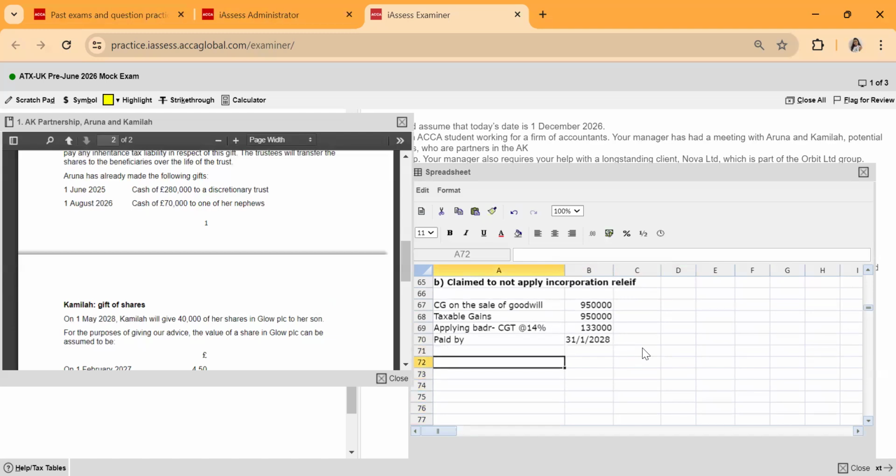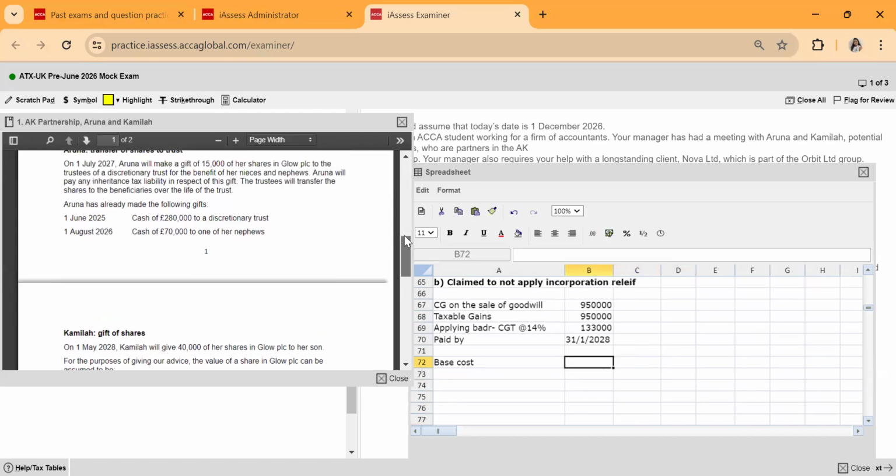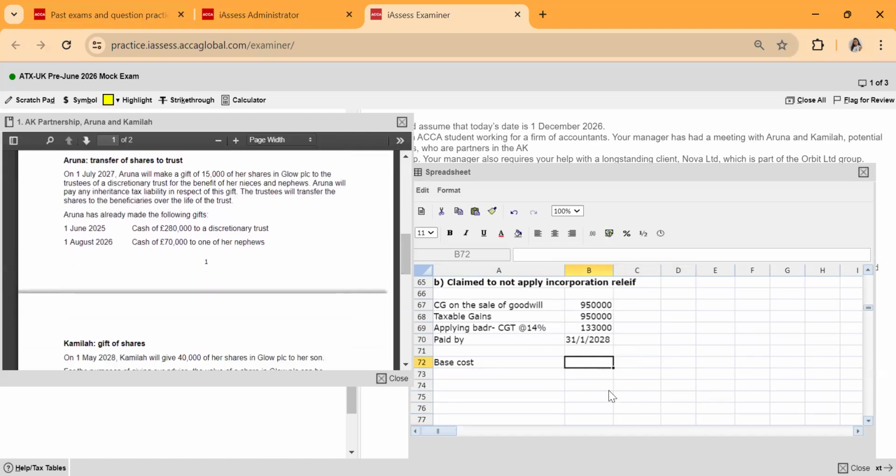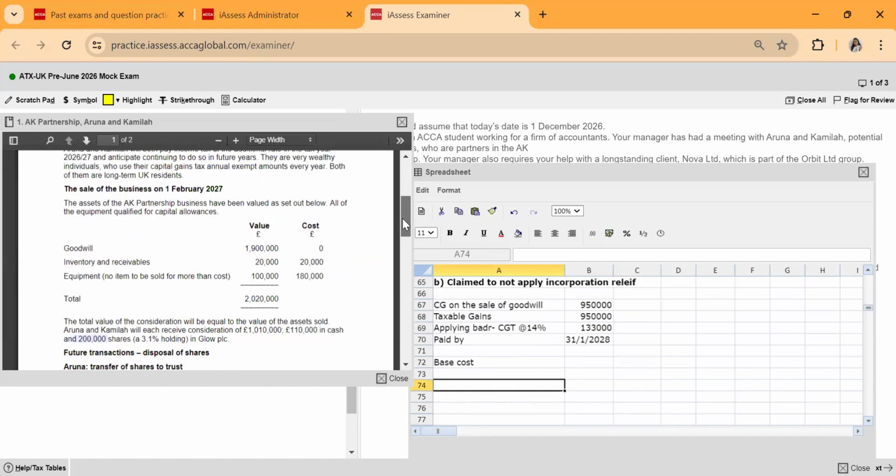So base cost is going to be very, very easy. Base cost is the same, it's the same shares, 950,000, and there's just a sale of shares. But we have the shares here. Shares are 200,000, right? And what value then will we take? Earlier we had incorporation relief and we took the value on 1st July 27. No, the transaction took place on 1st February 27. So let's take the base cost of the shares.